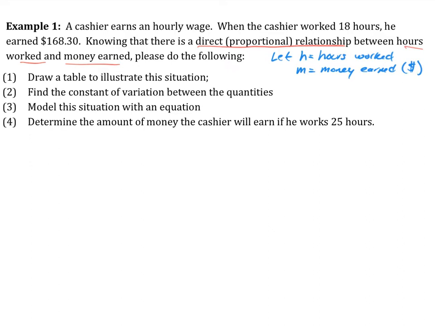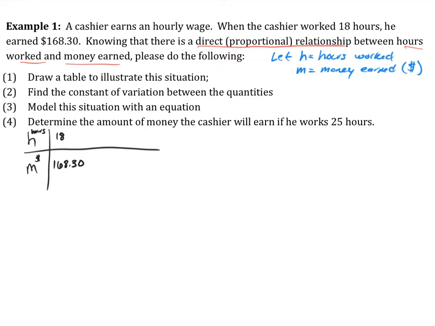So I'm going to draw a table just very briefly, and I'm going to consider some hours and the money earned. And I'm told one instance of this relationship. So I know that when the cashier worked 18 hours, and we know H is in hours and M is in dollars, when the cashier worked 18 hours, he earned $168.30.